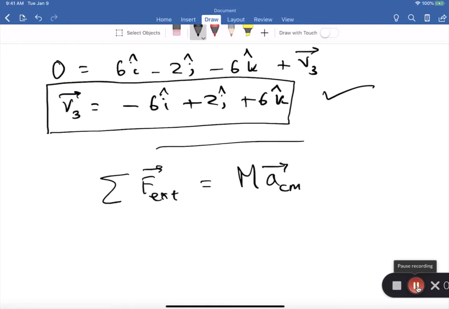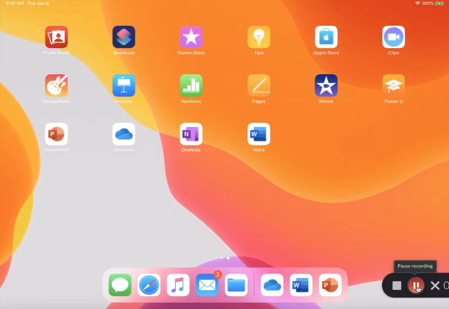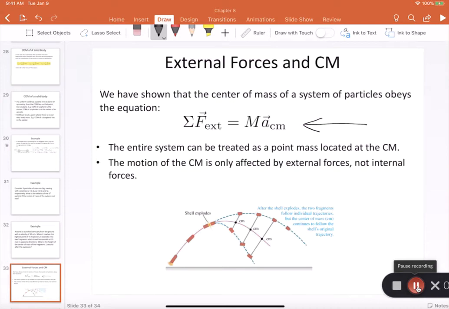And what's an external force and what's an internal force? We've talked about this many times. External forces are forces that are coming from outside of the system. Internal forces are forces exerted by one part of the system on another part of the system, right? So the motion of the center of mass is only affected by the external forces on the system, not the internal forces. One example of this is shown in this diagram over here.